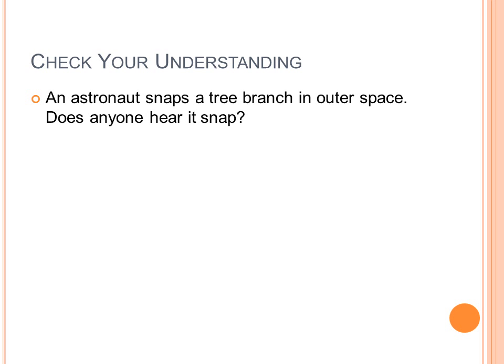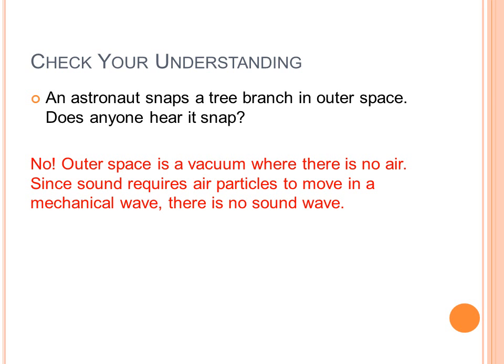So let's see if you really just understood what I was just talking about. If an astronaut snaps a tree branch in outer space, does anyone hear it snap? If you said no, you're right. Specifically because outer space is a vacuum. There's no air molecules, so we can't have a pulsating mechanical longitudinal wave that is a sound wave. Therefore, if somebody snaps a tree branch in outer space, nobody hears it.